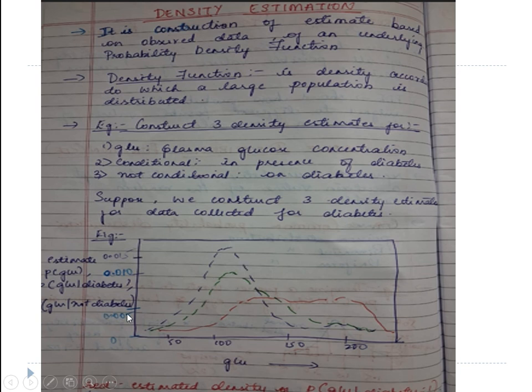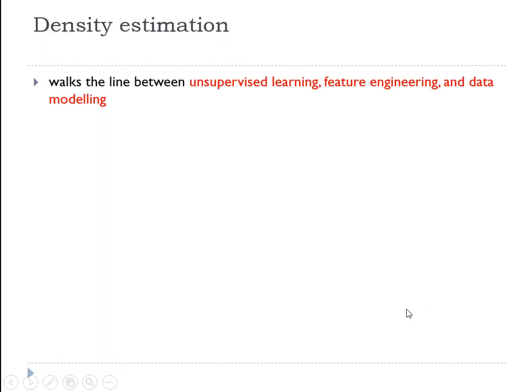So the y-axis here is nothing but an estimated density. So we have done an estimate, based upon the observed data, of an underlying PDF. Okay, so what is density estimation? It is a construction of an estimate based on the observed data of an underlying PDF. Fine. So with this, let's try to understand the formal definition of density estimation.